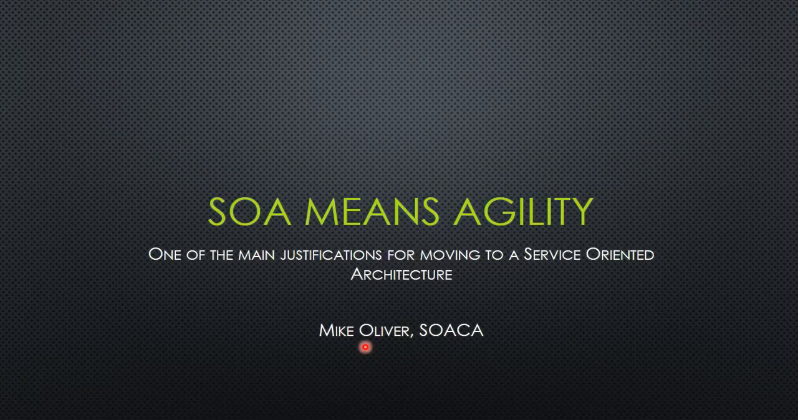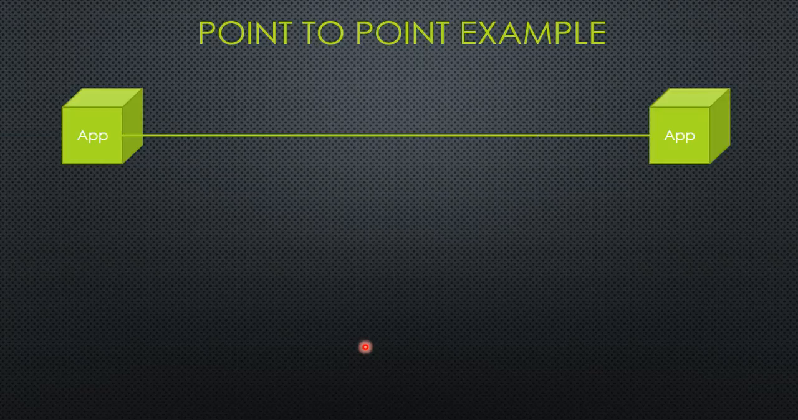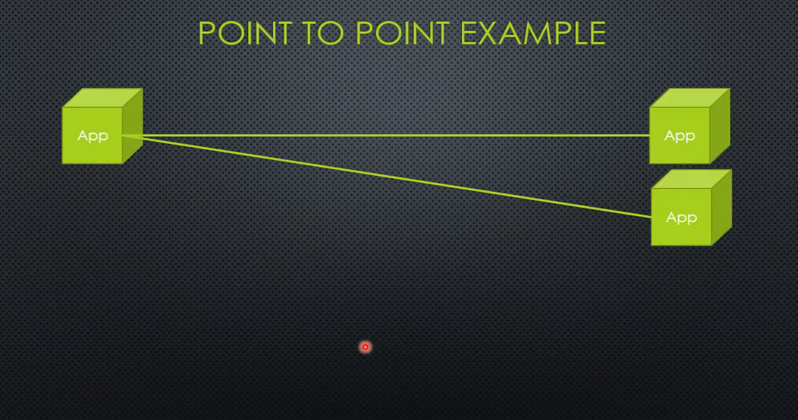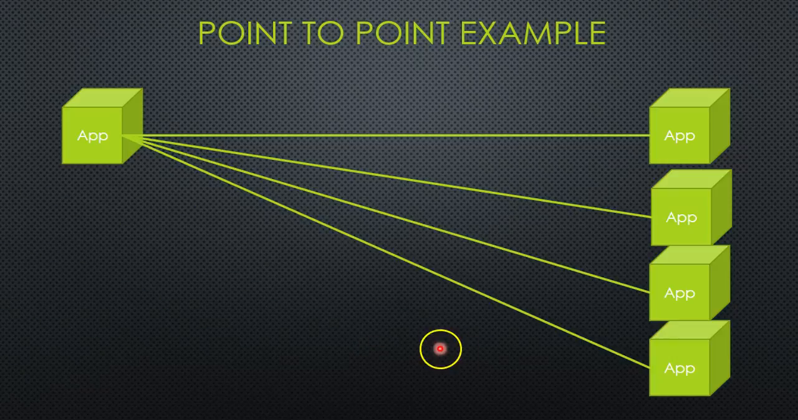SOA means agility. Agility is one of the main justifications for moving to a service-oriented architecture. Let's review some of the other concepts. So here's a point-to-point example. We have an application. It needs to talk to another application, and so forth. It has several different application APIs that it needs to access.